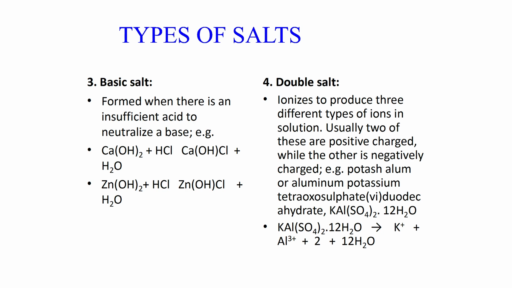The fourth type is a double salt. This ionizes to produce 3 different types of ions in solution. Usually 2 of these are positively charged while the other is negatively charged. For example, potash alum or aluminum potassium tetraoxosulfate 6, dodecahydrate, KAl(SO4)2.12H2O. This compound ionizes as follows. KAl(SO4)2.12H2O yields K+ plus Al3+ plus 2SO4 2- plus 12H2O.